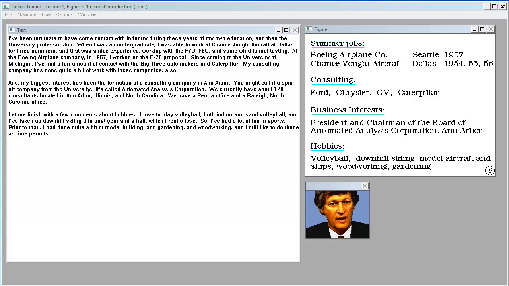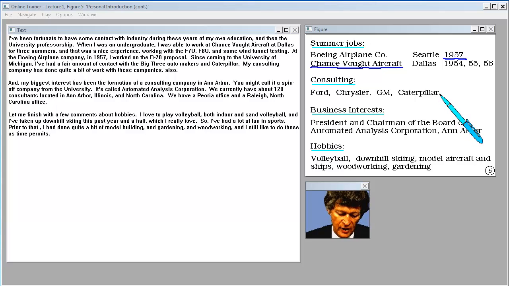I've been fortunate to have some contact with industry during these years of my own education and then the university professorship. When I was an undergraduate, I was able to work at Chance Vought Aircraft in Dallas for 3 summers, and that was a nice experience working with the F-7U, F-8U, and some wind tunnel testing. At the Boeing Airplane Company in 1957, I worked on the B-70 proposal.